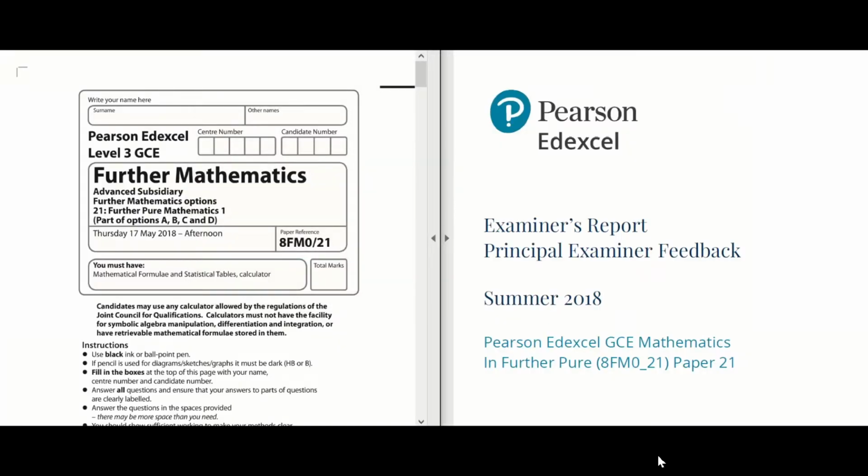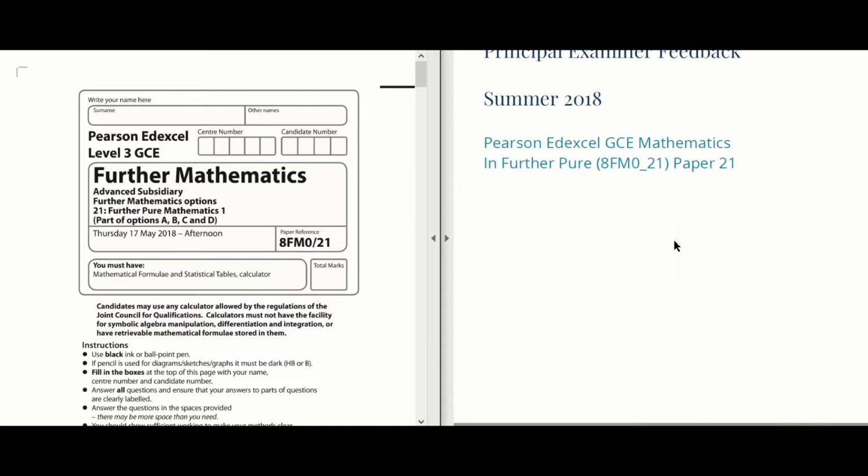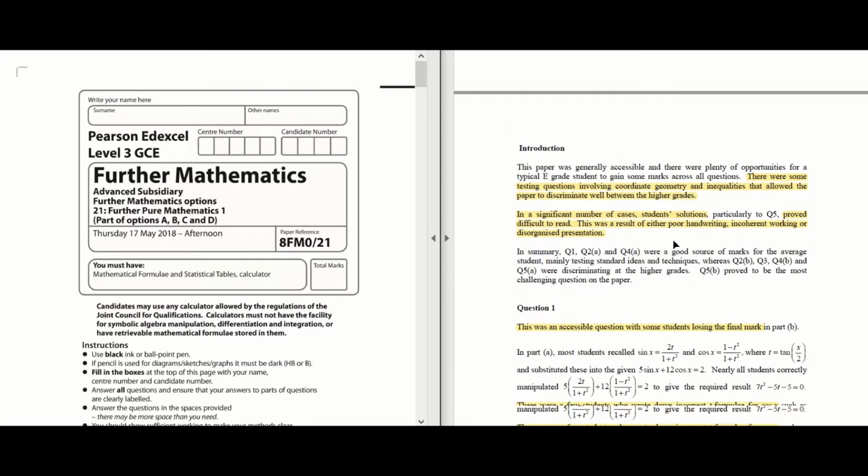Okay, so in terms of the examiner report overall for this paper, we've got a couple of points to make. This paper was accessible to many students. There were some testing questions involving coordinate geometry and inequalities that allowed the paper to discriminate well between the higher grades. In a significant number of cases, student solutions, and if you look at question 5 you can see what we mean, proved difficult to read. This was a result of either poor handwriting, incoherent working, or disorganized presentation.